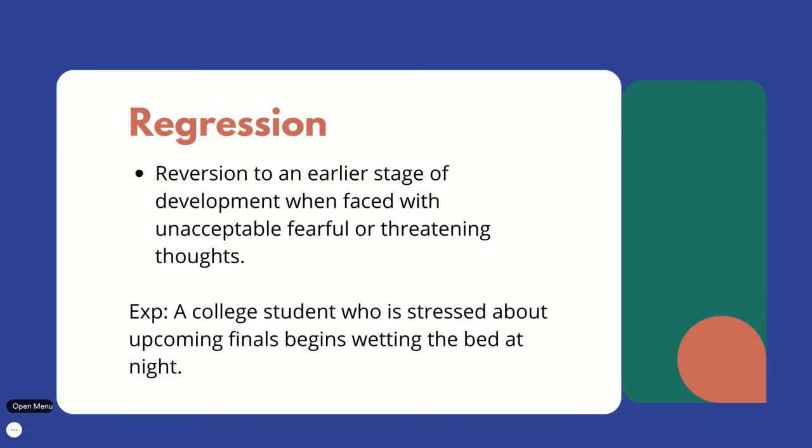Say a child was toilet trained, something is stressful for them, traumatic for them, they regress, and now they're starting to have accidents. An example of regression here is a college student who is stressed about upcoming finals begins wetting the bed at night, right? College students have mastered toilet training, but maybe there's a lot of stress, and this person is regressing to that earlier stage, wetting the bed.